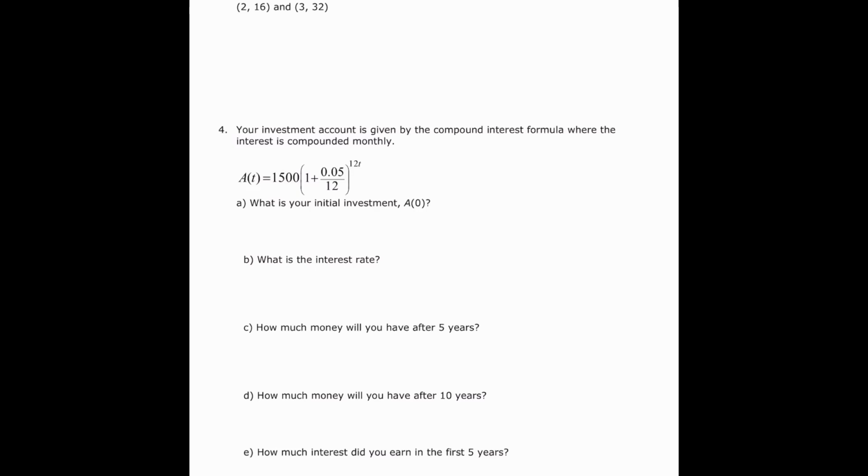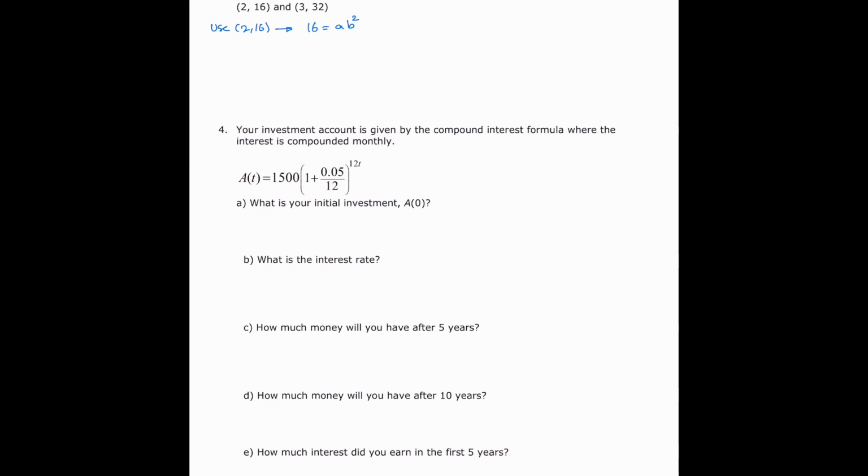Exam 4, review, question number 3. Find an exponential equation of the form y equals ab to the x power that passes through the 2 points (2, 16) and (3, 32). So we're going to use the first point, (2, 16), which will lead to 16 equals ab to the second power.